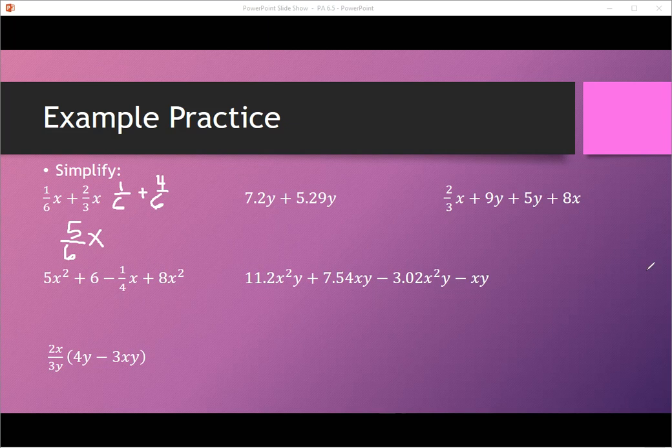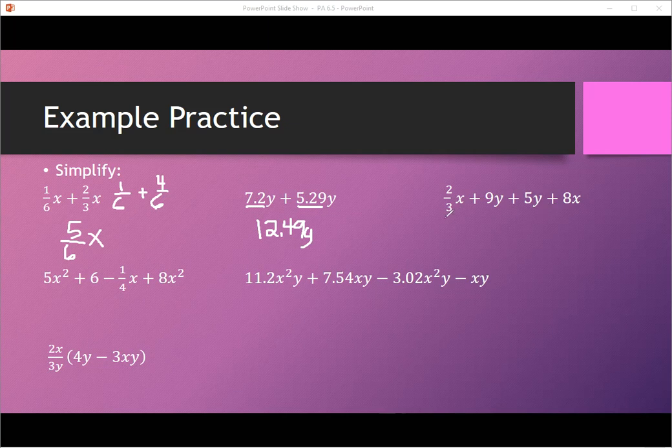For the second one, they're both like terms with the y, so I'm adding together what's in front of the y's. So 7.2 plus 5.29 would give me 12.49y. All I did was add together what was in front.